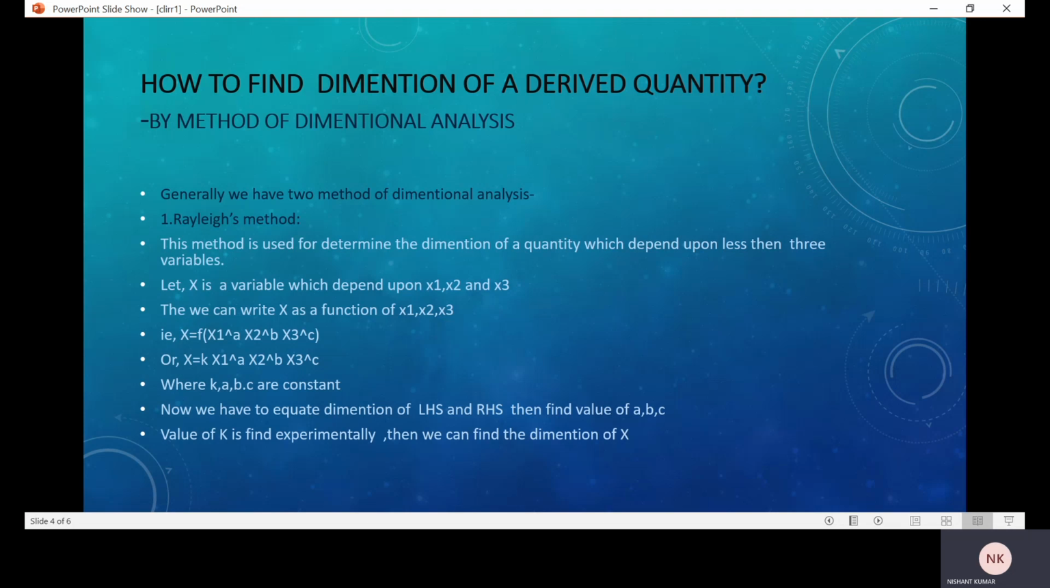Now we have to equate the dimensions of LHS and RHS. Then we can find the values of a, b, c. The value of k can be determined experimentally. Then we can find the dimension of x.